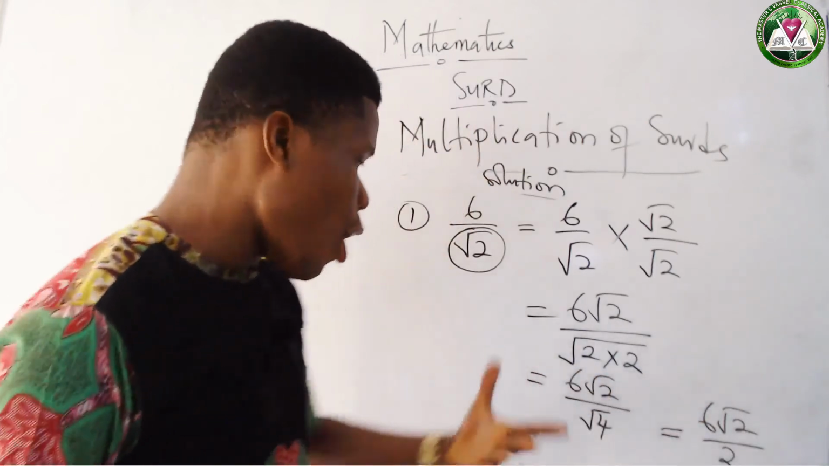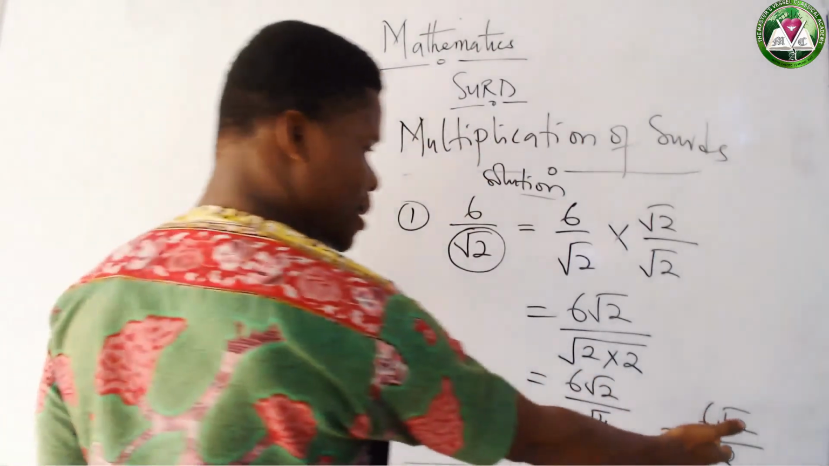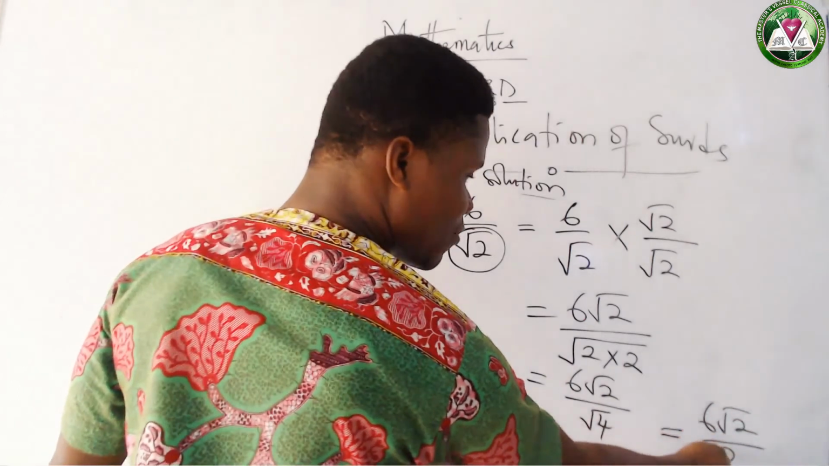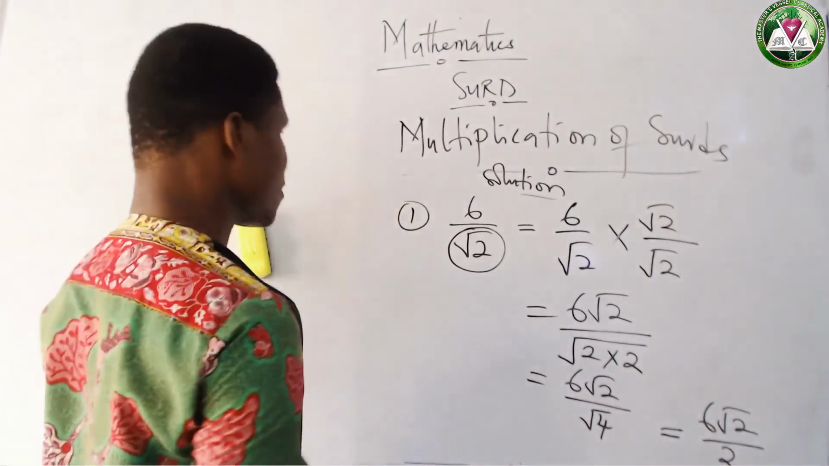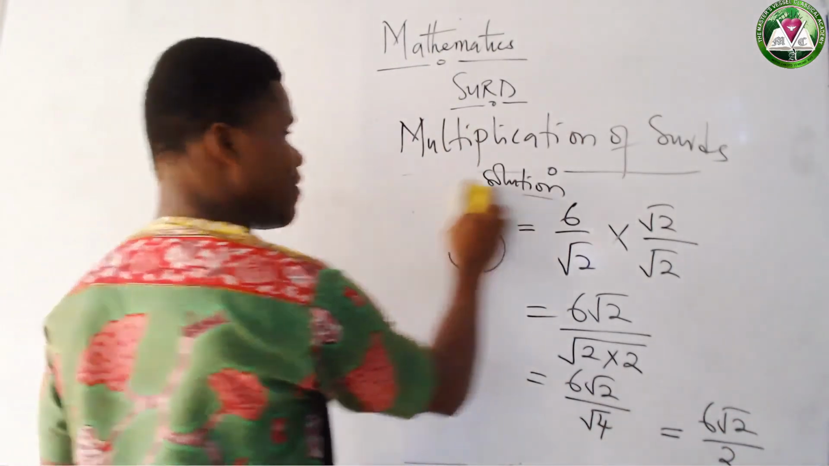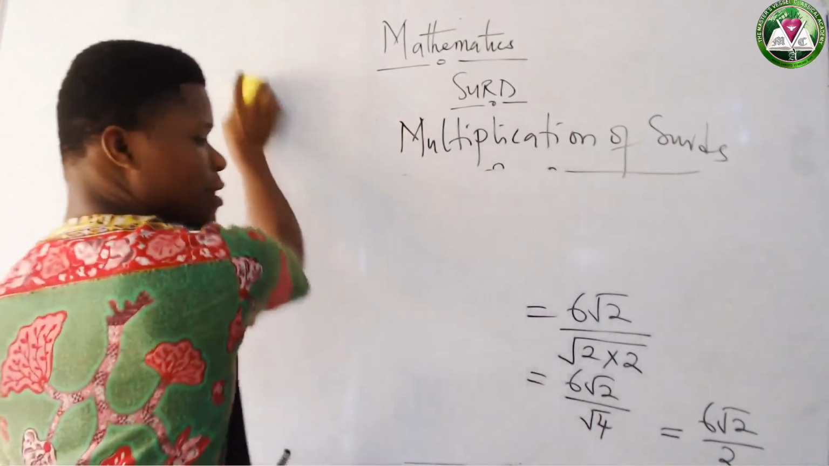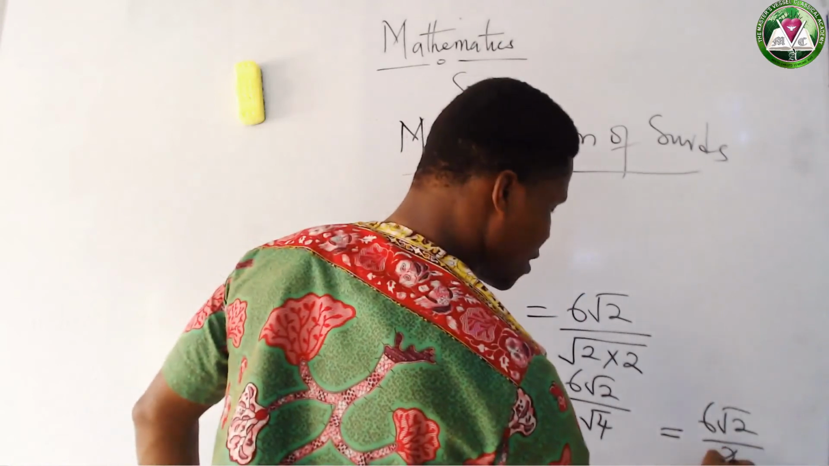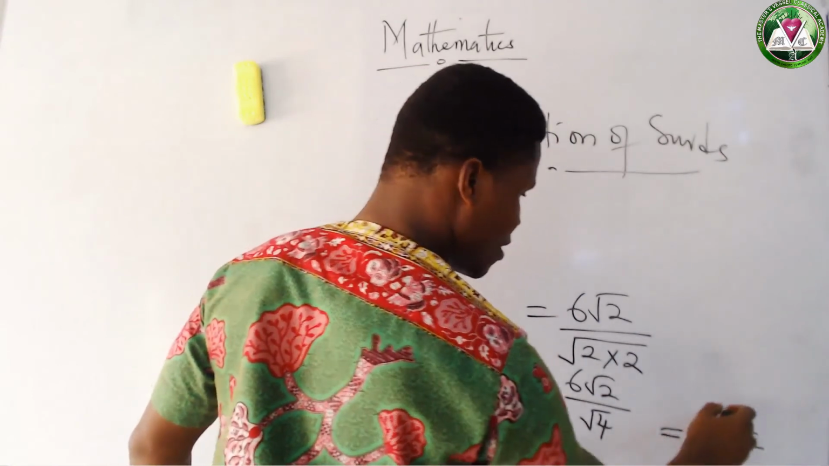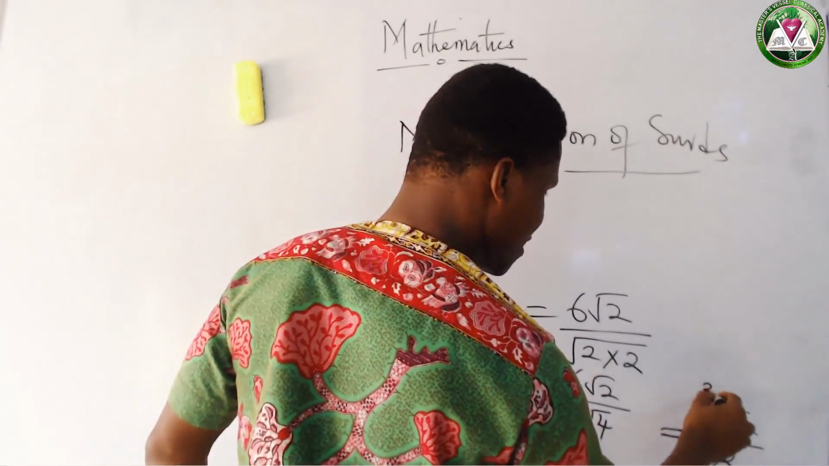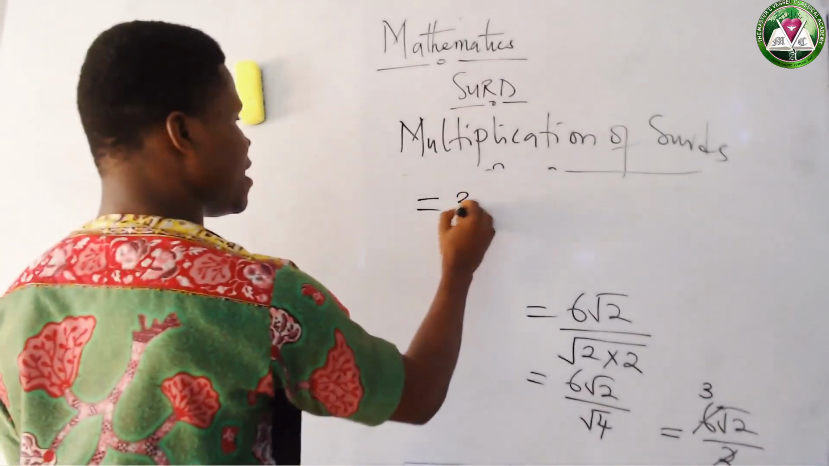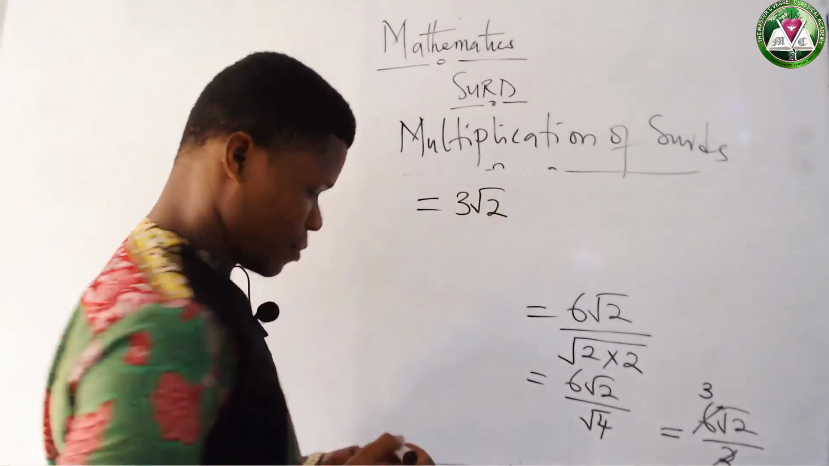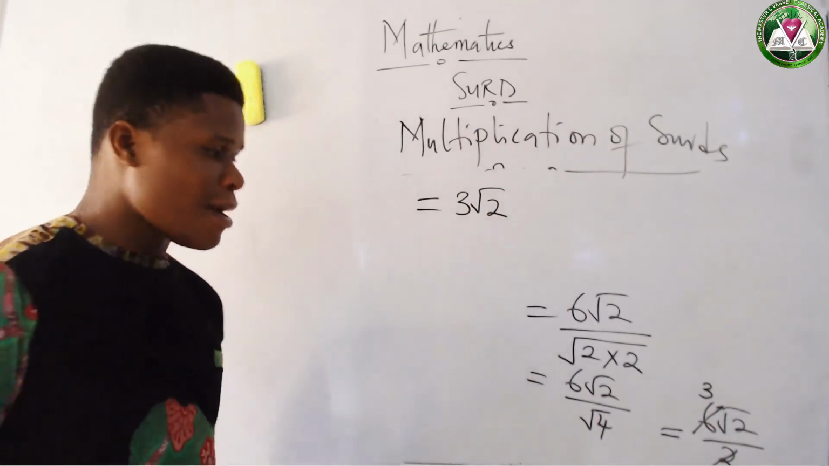Okay? Or even in JAMB, you may not see this as the final answer because these two can divide. The 6 can be divided by the 2. Now, 2 cancels itself, giving us 1. 2 into 6 gives us 3. So the final answer is 3 root 2. So this can be our final answer.